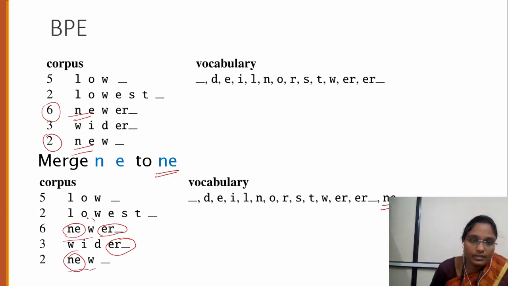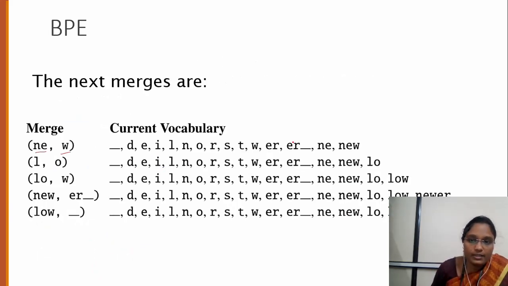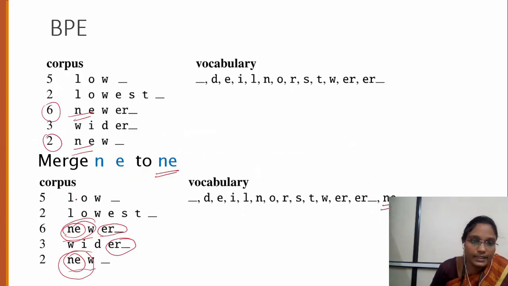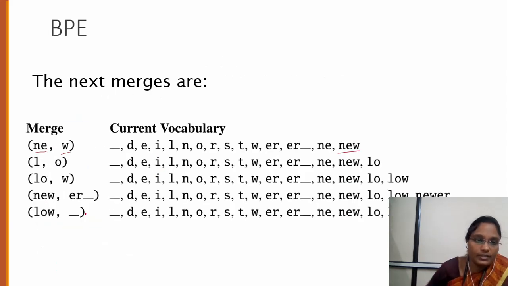So we combine these two, because already NE becomes a single symbol now, because already we have merged. So now NE and W we can merge it, and that is added to the vocabulary. And then we have L and O. These two are adjacent and appearing for 7 times. So that we first merge, and we add it as LO.